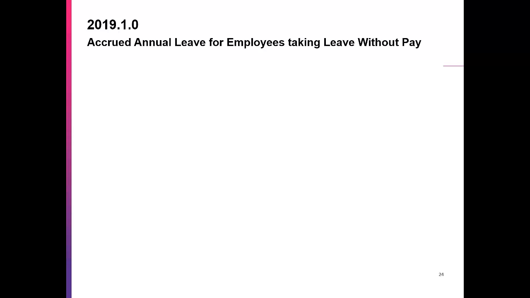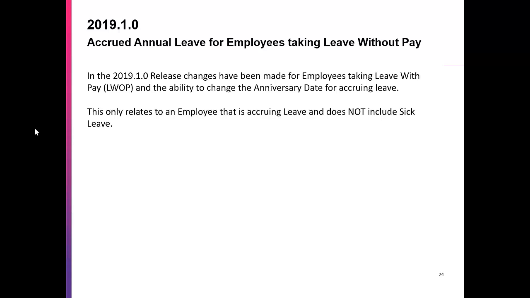Okay, in the second part of this video, I want to cover the accrued annual leave for employees taking leave without pay. Gosh, that's a mouthful. So let's cover what this is talking about. In the 2019.1 release, changes have been made to take account of employees taking leave without pay, or LWOP, and the ability to change an anniversary date for accruing the leave. Just to note, this only relates to an employee that is accruing leave. It does not include sick leave.